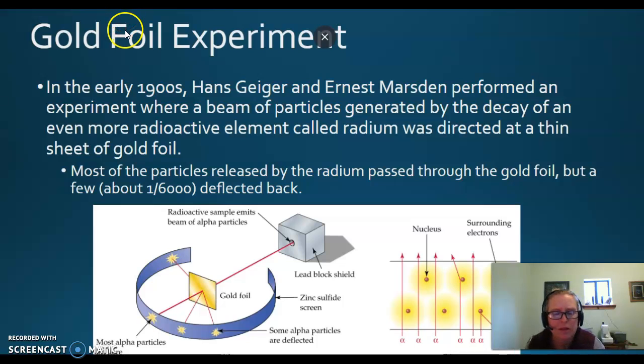So the gold foil experiment, we talked about this experiment a few weeks ago, before the break, when we were looking at how scientists discovered the nucleus. So again, this was kind of just going back to that. In the early 1900s, Geiger and Marsden performed an experiment where a beam of particles generated by the decay of an even more radioactive element than we just spoke about, called radium.